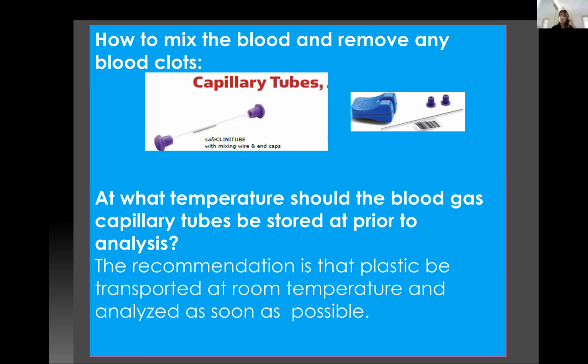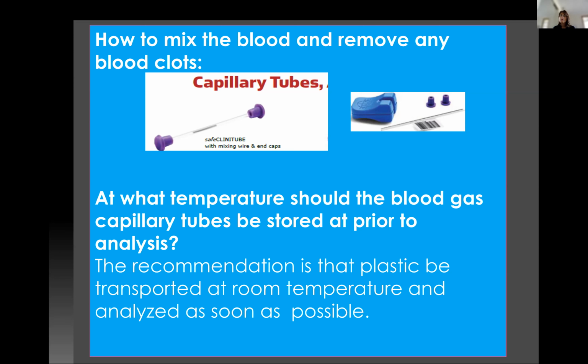So the metal strip, or the flea as they call it, will catch any blood clots that may have formed, as well as move the dry heparin into the blood. At what temperature should the blood gas capillary tubes be stored at prior to analysis? And here it's saying room temperature.